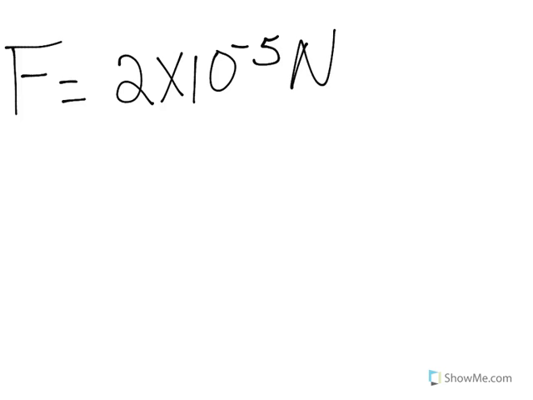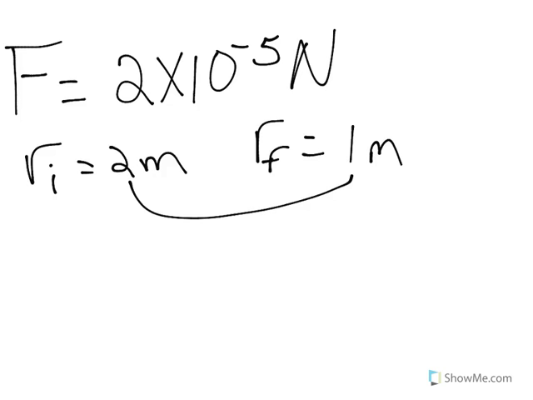Alright, number two. Two charges are 2 meters apart, and if the distance between the charges decreased to 1 meter, what happens to the force? Well, you know the force is originally 2 times 10 to the negative 5th newtons. So the important thing here is that the radius or distance is initially 2 meters, and then it drops to 1 meter. Now the relationship here, you could say it drops by 1 meter, or you could say that it is 1/2 the original. So what happens if we half the distance?